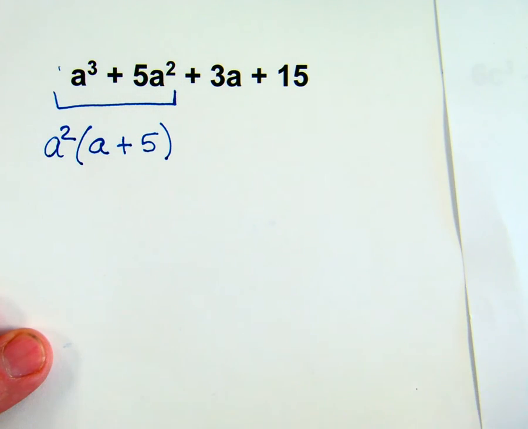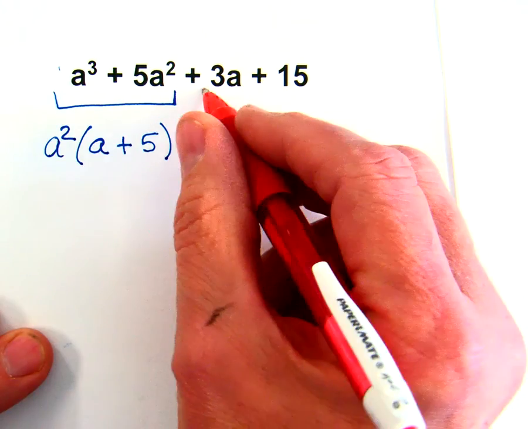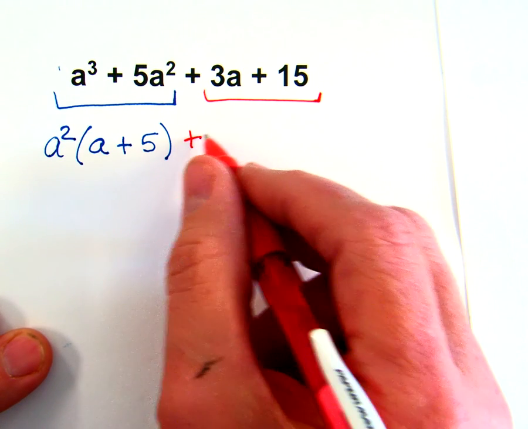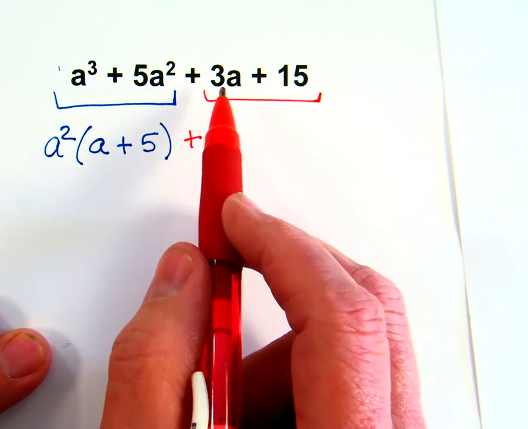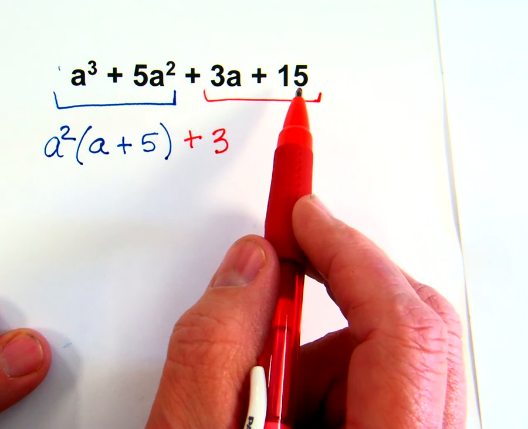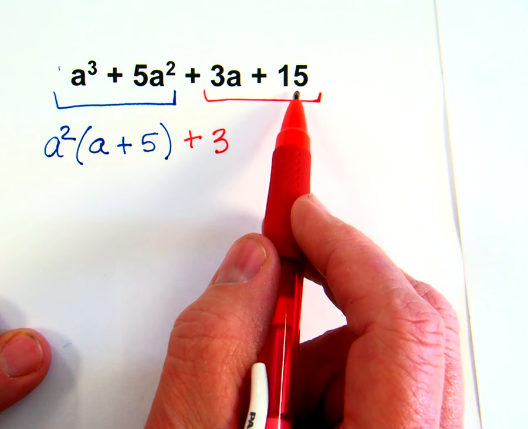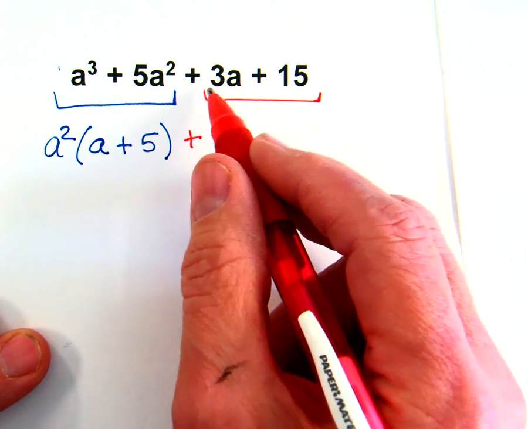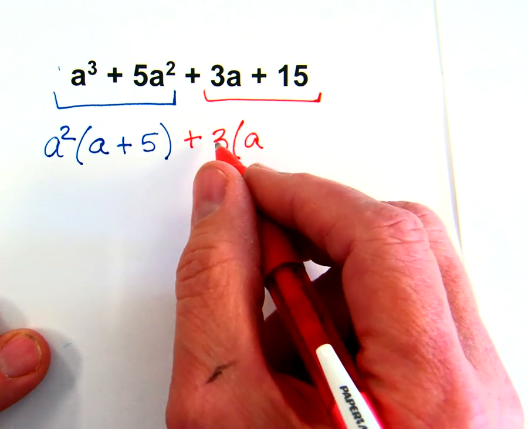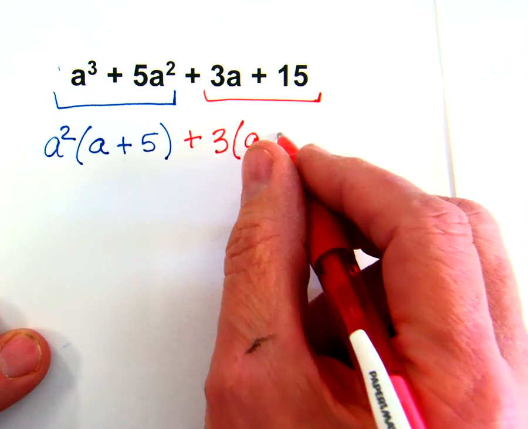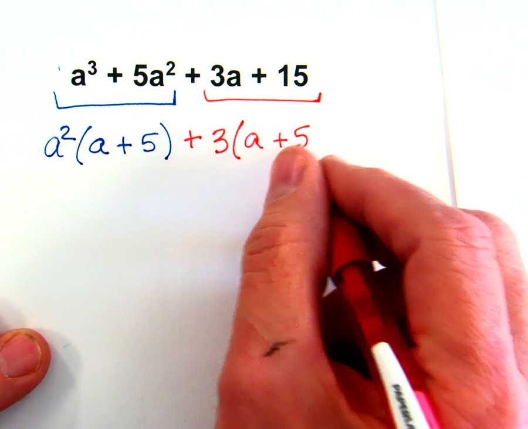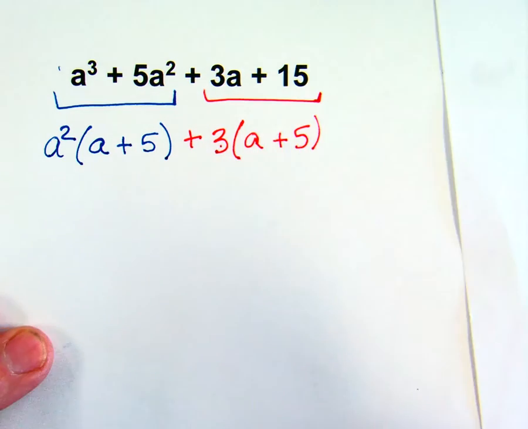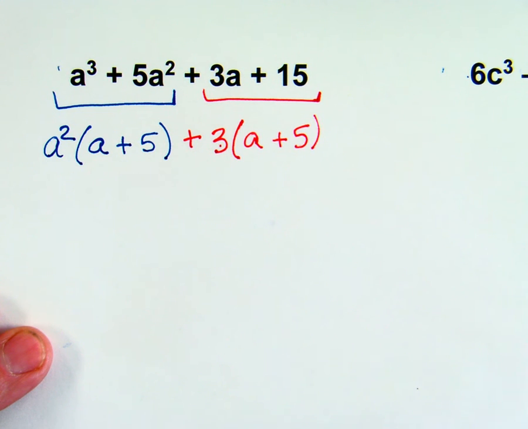Okay, let's do the other portion. What do they both have? Well, it looks to me like there's a plus and that they both have a 3. 3 has a factor of 3, and 15 has a factor of 3. So I'll remove that factor by dividing it out. After I take it out, there's an a left. Does that work? Yes, 3 times a is 3a. And 15 divided by 3 is 5. Does it work? Yes, 3 times 5 is 15. That worked.